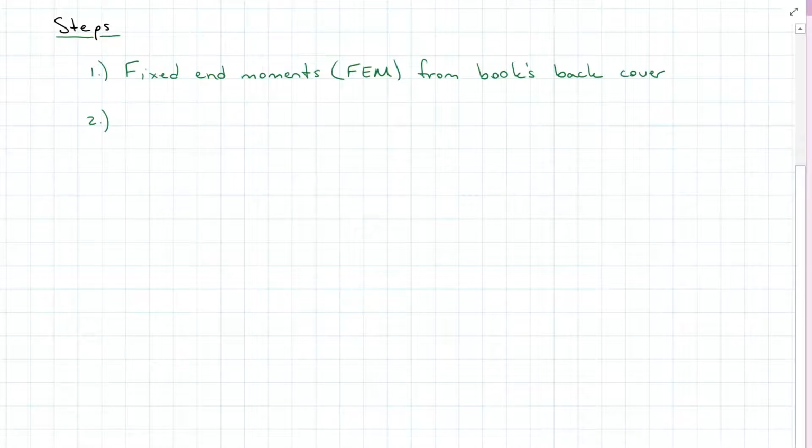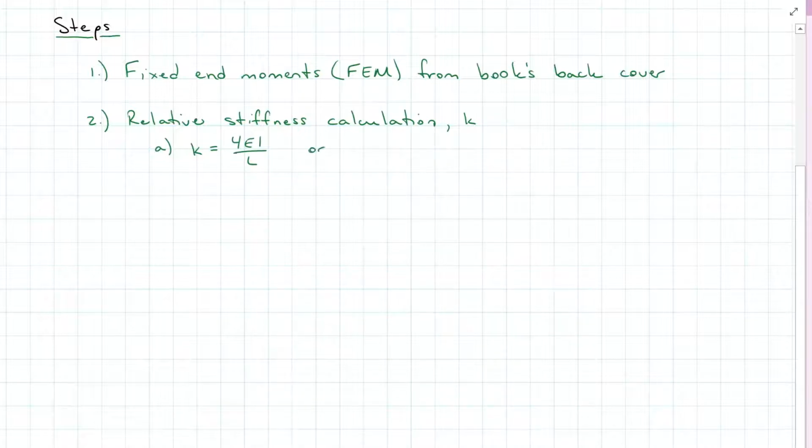Step 2 is the relative stiffness factor. We have 2 relative stiffness factors. We have K is equal to 4EI over L, or we have K is equal to 3EI over L. There are others that exist. These are the 2 that we are going to use in this class. So when do we use which one? You know, I should rearrange these. K is equal to 3EI over L. There we go.